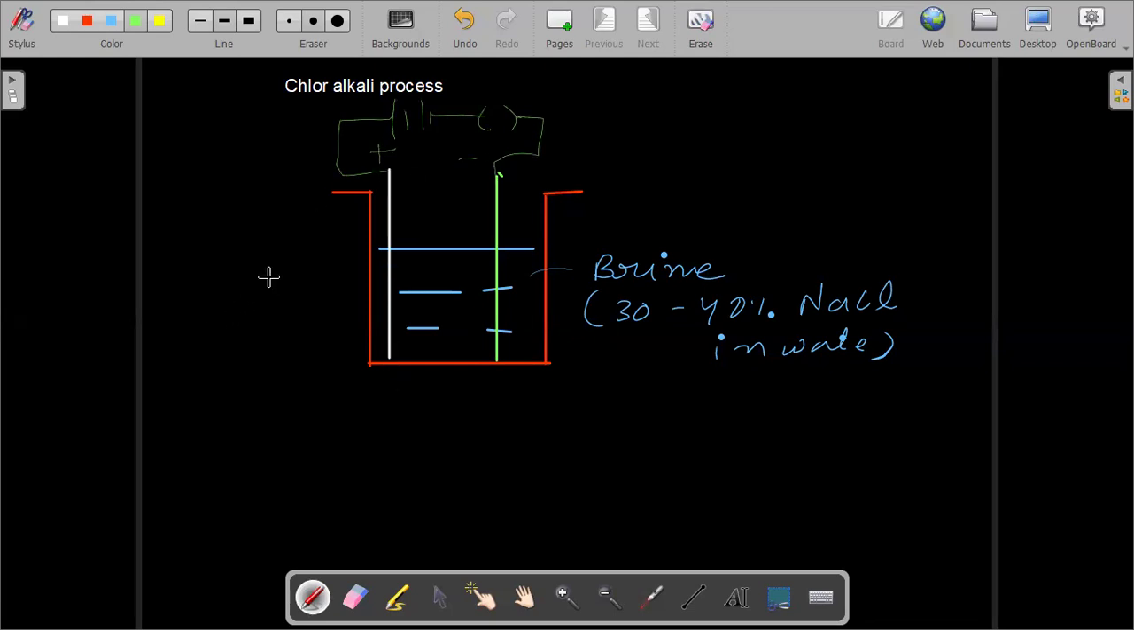Here we will be talking of 3 points. First of all, we'll be talking about what happens in the solution. Then we'll be talking about what happens at the positive electrode and what happens at the negative electrode. So first of all, what happens inside the solution. We'll also keep on writing the reactions.